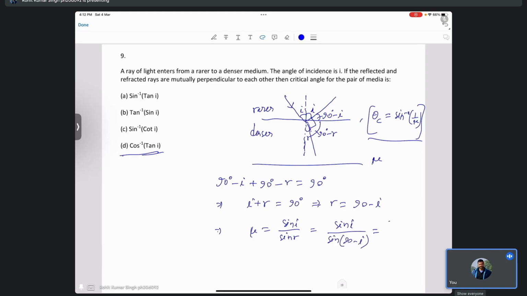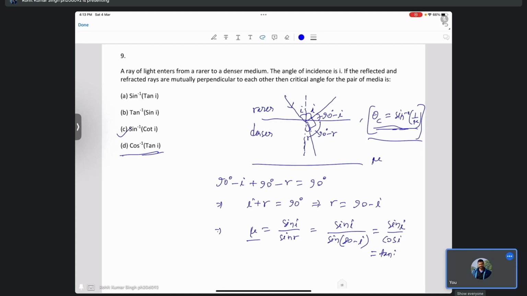So sine 90 minus I, what is it? Can anyone tell me? Cos, right? Cos I. So this will be tan I. So we have mu, and you can put here in this formula theta c equal to sine inverse 1 by tan I. So 1 by tan I will be cot I. So the correct answer will be C, sine inverse cot I.